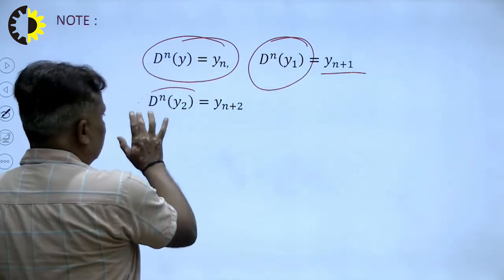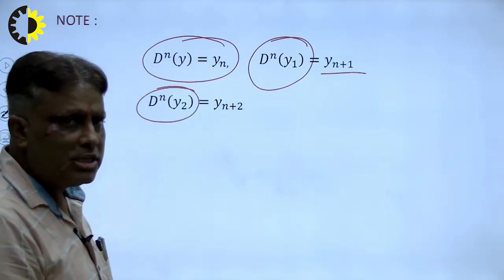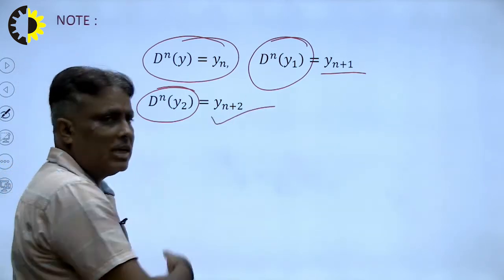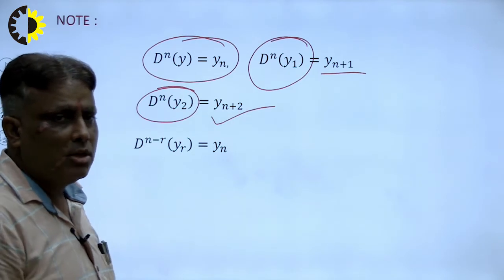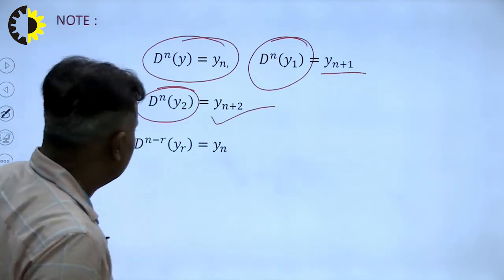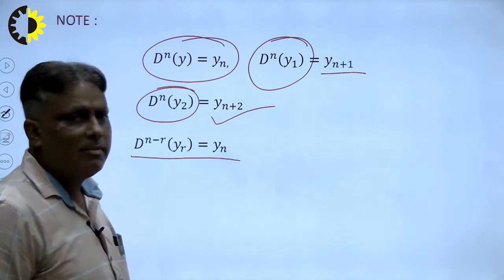Suppose I want to calculate this. What will be the result of these terms? The result will be yn plus 2. Both are added here, right? So these are the results we use when we solve problems in future. This will be helpful for all of us, right? So what will be the result here? The result will be yn here, right?